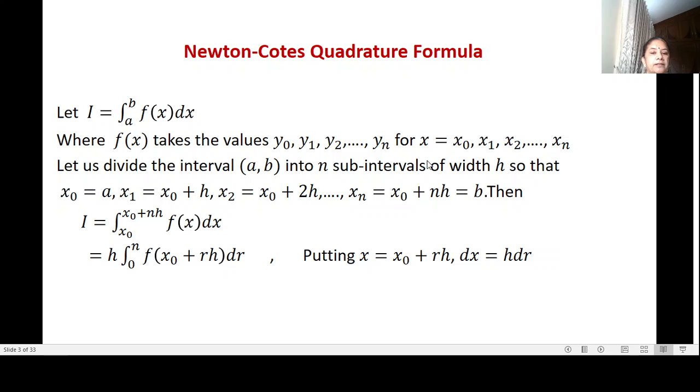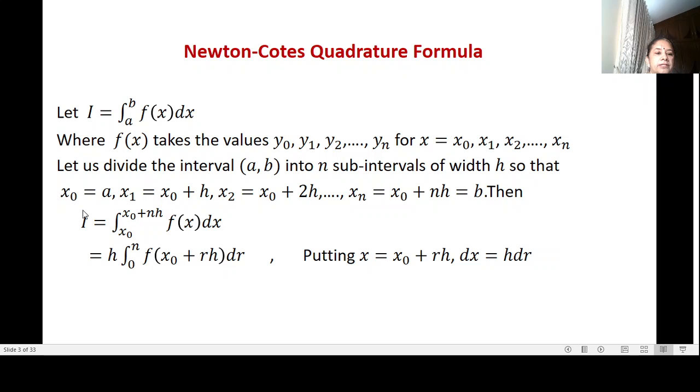Okay. Now consider integral from a to b f of x dx and denote this integral by capital I, where f of x takes the values y0, y1, y2, etc. yn for x is equal to x0, x1, x2, etc. xn. That is, let f of x take the values y0, y1, etc. yn when x is equal to x0, x1, etc. xn.